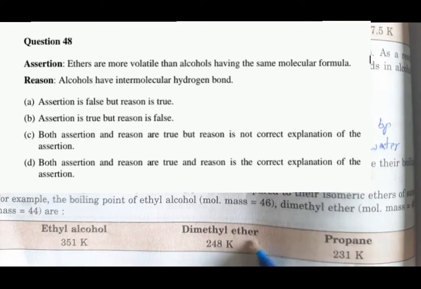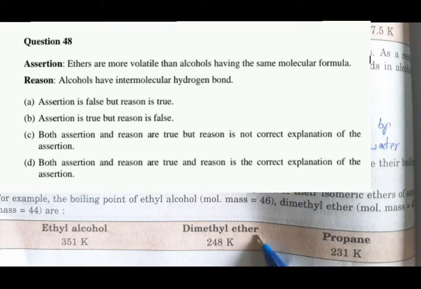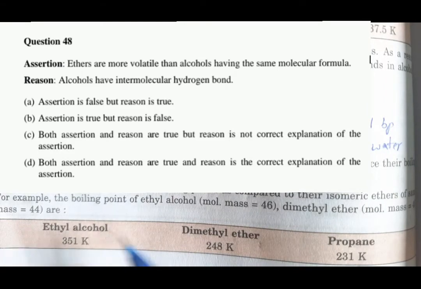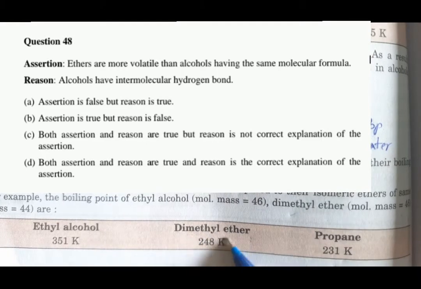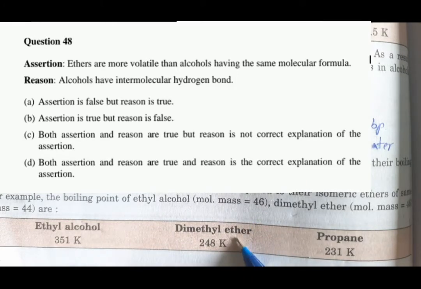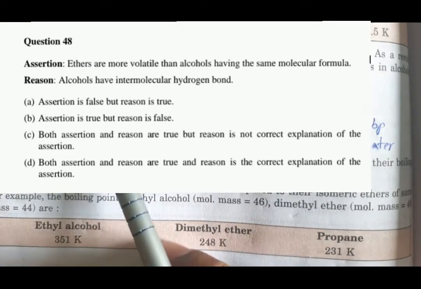Ethers, in general, are more volatile than alcohols, though they have the same molecular mass. You can see here 46 and 46, the molecular mass is the same, so this is more volatile than this. It was given in the assertion: ether is more volatile than alcohol, though they have the same molecular mass. The reason given was that alcohol shows intermolecular hydrogen bonding.